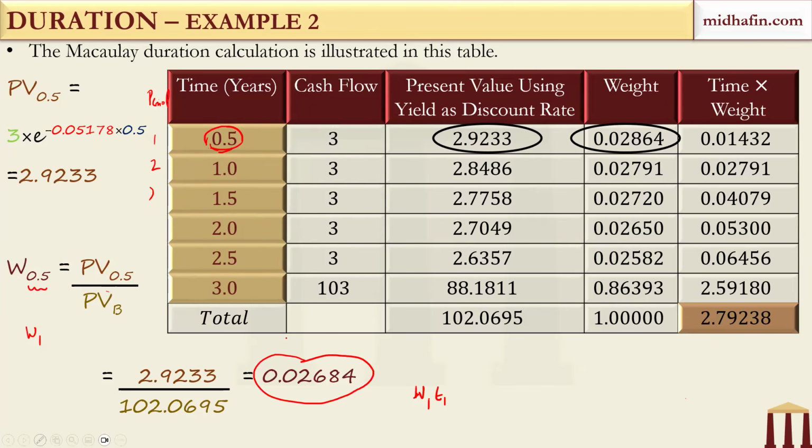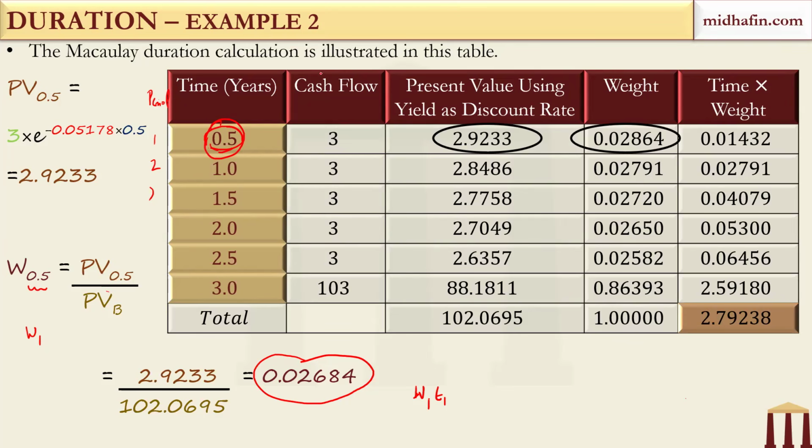0.02684%. You know what this means, the interpretation? The interpretation is that 2.684% of your total cash flows are being received at time t equal to 0.5 years. That is why the weighted average of all the times gives you the average time at which all the cash flows are received. This is the whole idea behind it.